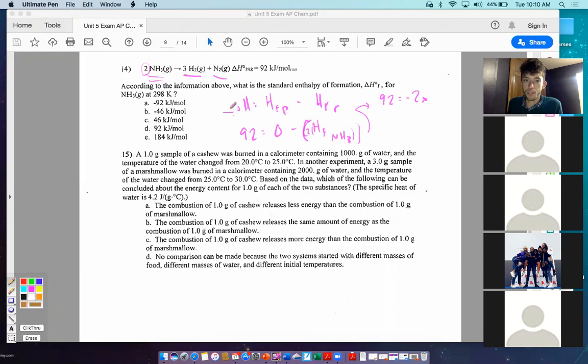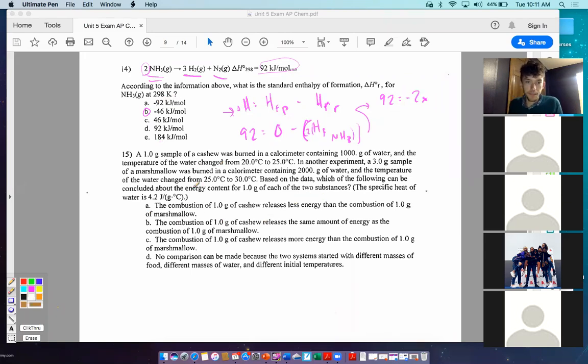That was just you starting with this equation. The overall enthalpy change is equal to the heats of formation of products minus heats of formation of reactants. We know the heats of formation of the products here are 0. And so this is the equation that you end up with. So just perform that algebraic equation and you get an X of negative 46 kilojoules per mole. So 14 is B. Okay.